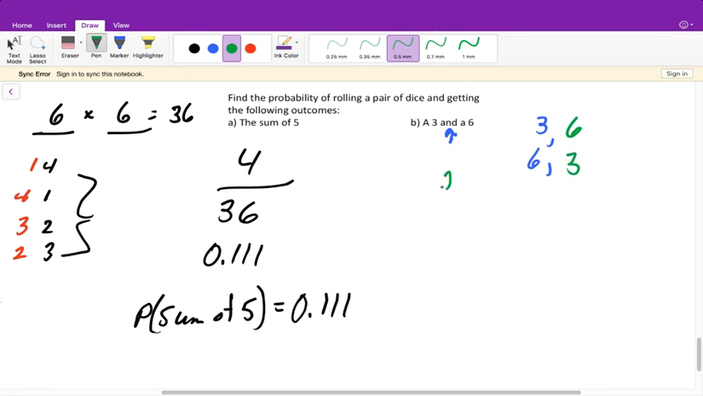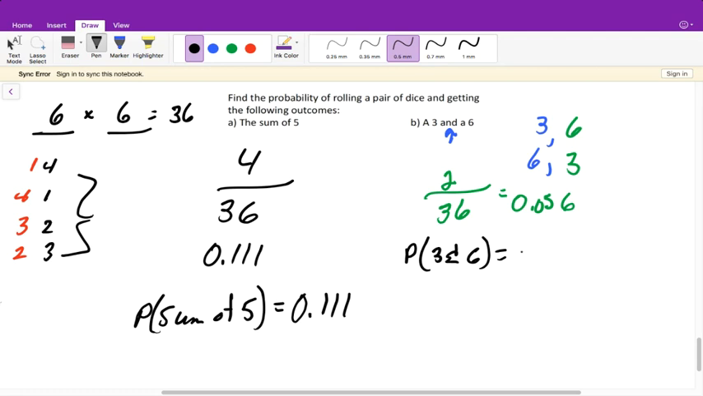So that means here we have a total of 2 over 36 outcomes. 2 divided by 36 is equal to 0.056. So then we would say the probability of a 3 and a 6 is equal to 5.6%. Remember, I don't care if you write it as percentage or as decimal.